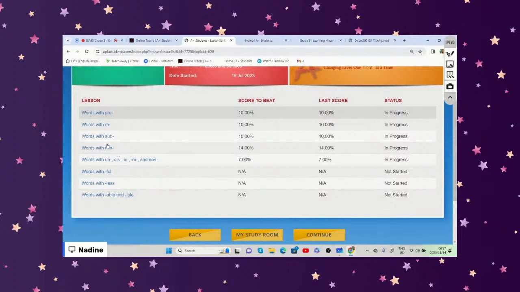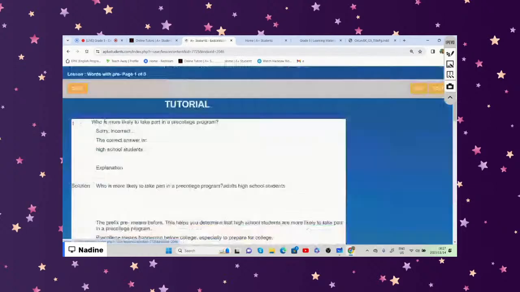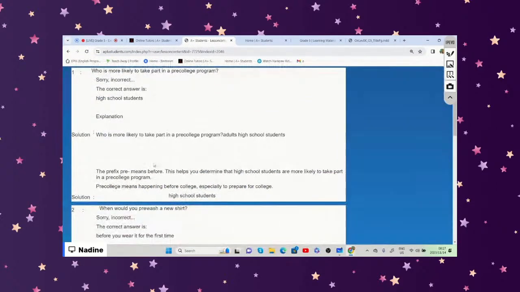So we've been going over the words with pre as well as the words with re. So let's go into the first one, pre. And we say that prefix means before. And this helps you determine that high school students are more likely to take part in a pre-college program. And a pre-college program, right?